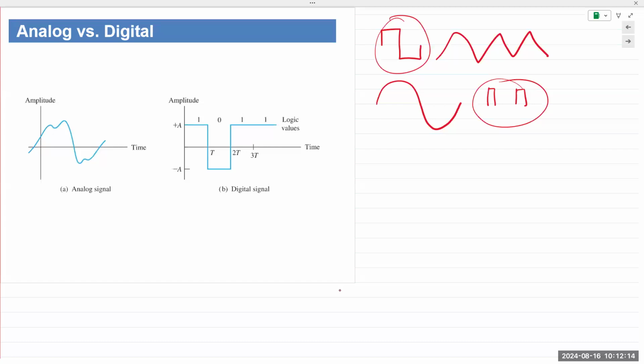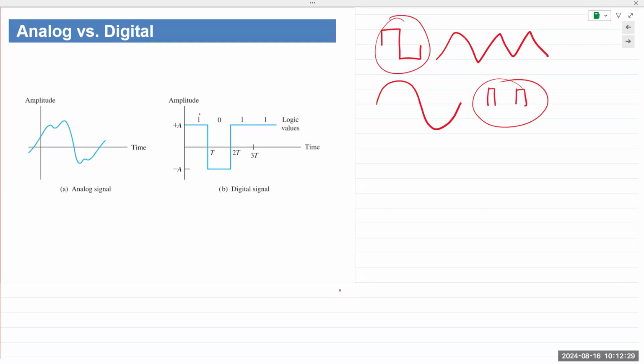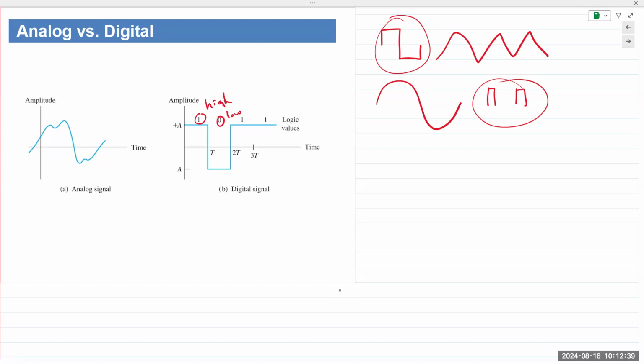So when you plot an analog signal versus a digital signal as a function of time, digital signals have fixed values for certain periods of times. And those values are described as either high or low. High is basically logic 1, and low is logic 0. Okay. In simple mechanical terms, 0 is described as being off, 1 is described as being on.